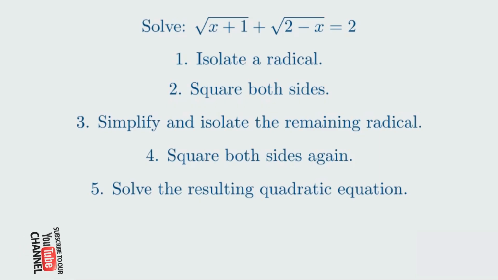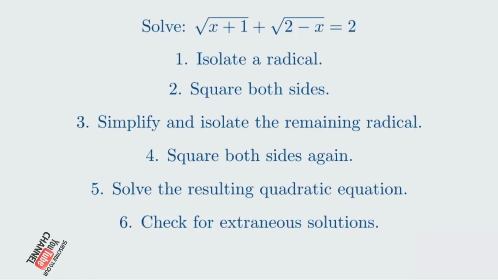And finally, we checked each solution in the original equation to identify and discard any extraneous solutions. This final check is essential. By following these steps, we successfully navigated the challenges of a two-radical equation and found its correct solution. I hope the step-by-step guide has been helpful.